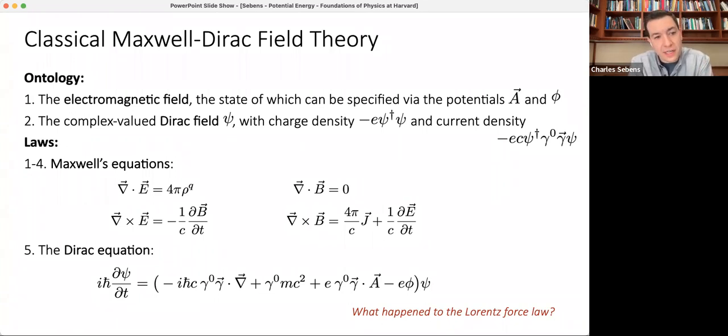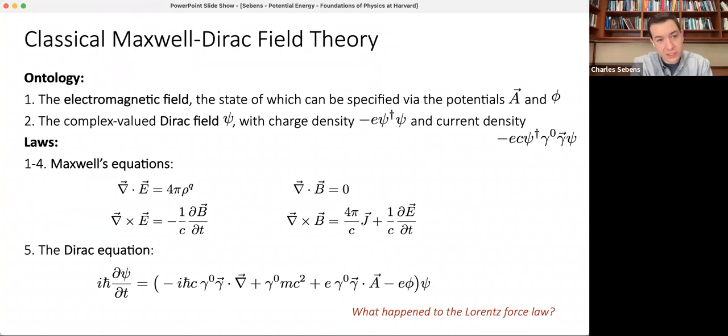You have then, in addition, another field in your ontology: the Dirac field. No operator-valued field here, just a complex-valued Dirac field psi. It has a charge density. The standard expression for the charge density of the Dirac field would be minus e, the charge of the electron, psi dagger psi. When you're thinking of psi as a quantum wave function, psi dagger psi would be a probability density, but here it's not a wave function, it's a classical field, and minus e psi dagger psi gives you a charge density. And then there's also a current density, minus e psi dagger gamma naught gamma psi, where gamma naught gamma are matrices.